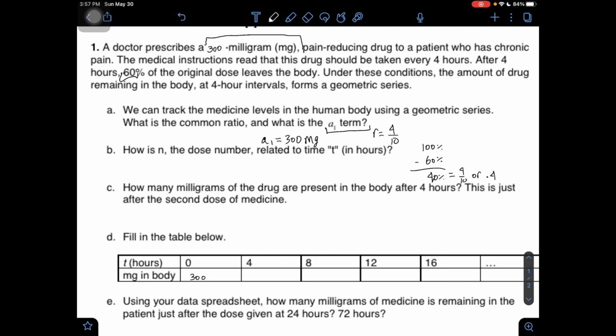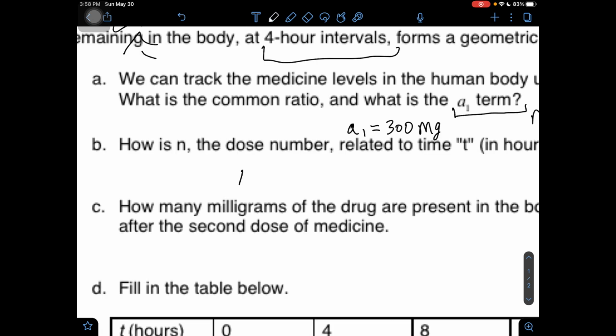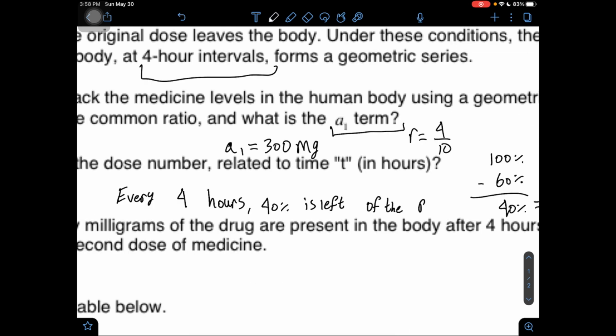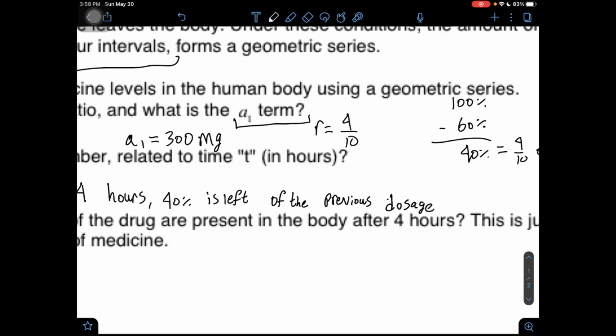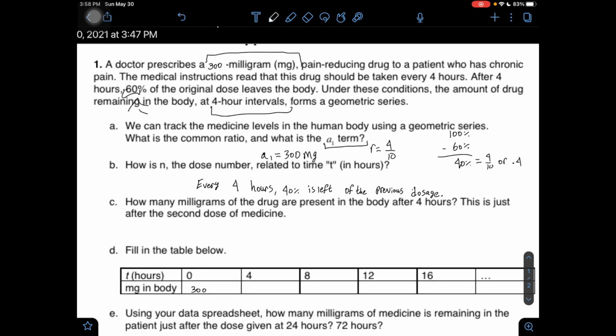B asks, how is N, the dose number, related to time in hours? Well, it says that at every 4 hours, 60% of the drug leaves the body. So for B, we can say that every 4 hours, 40% is left of the previous dosage. So that is B done. Now let's go ahead and go to C.